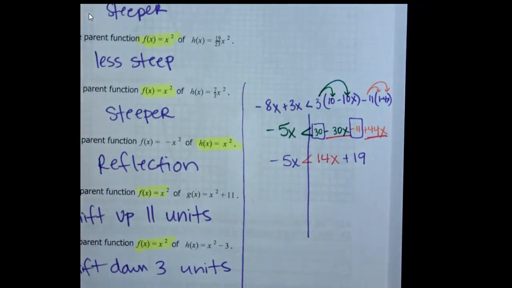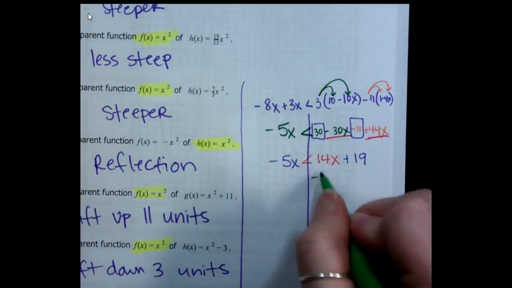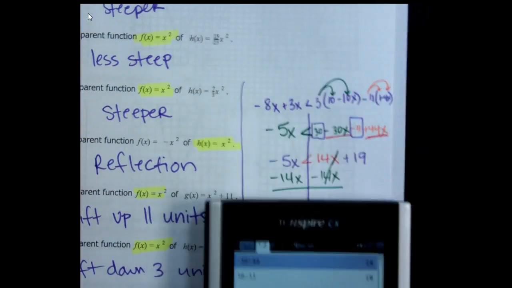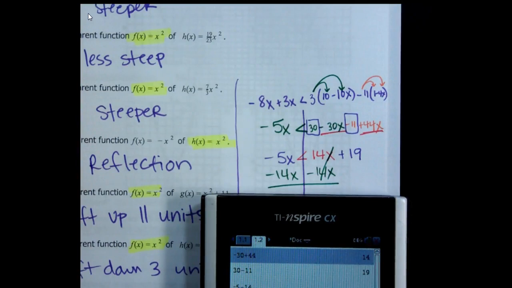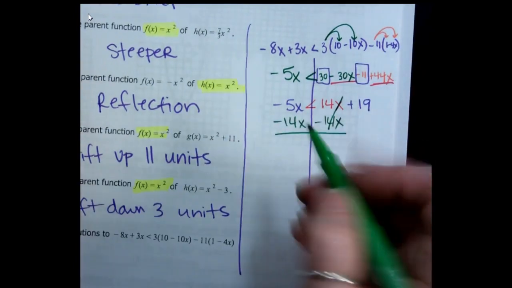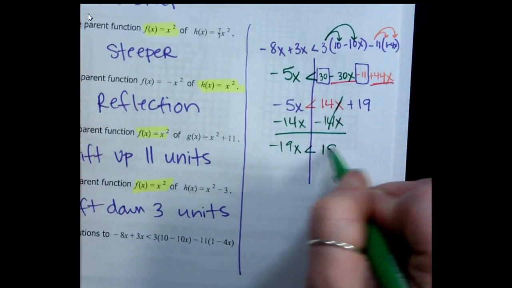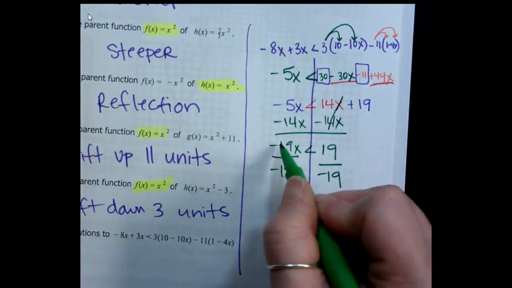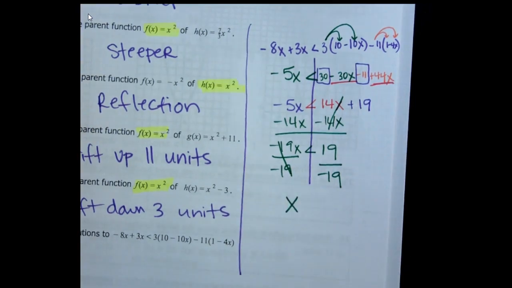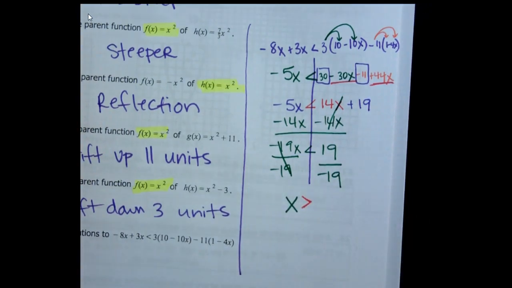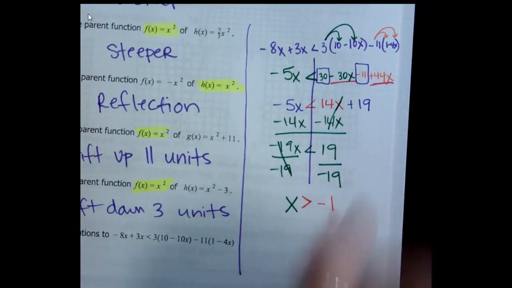Now I want to get all my x's on one side, so I am going to subtract 14x on both sides. Negative 5 minus 14 is negative 19. I need to divide by negative 19 on both sides to get my x by itself. I divided by a negative, which means that I have to flip my symbol. I wonder how many of you guys remembered that. And then 19 divided by negative 19 is negative 1.